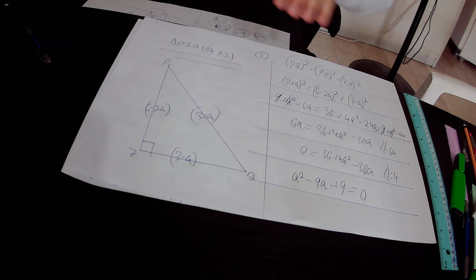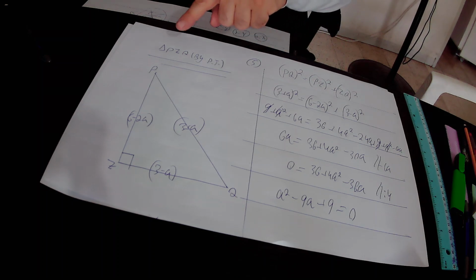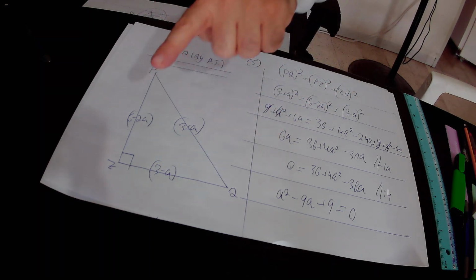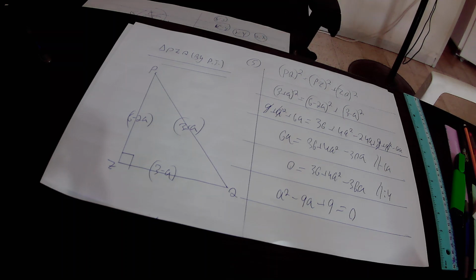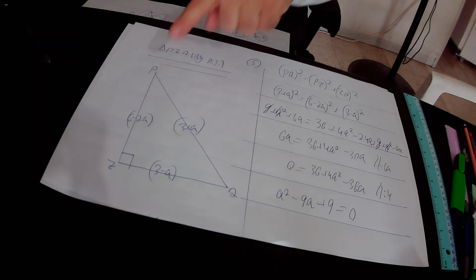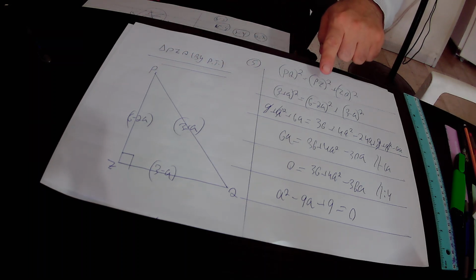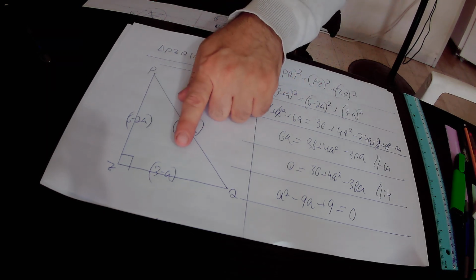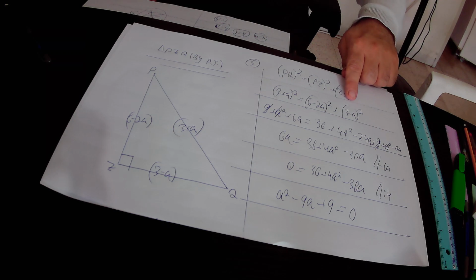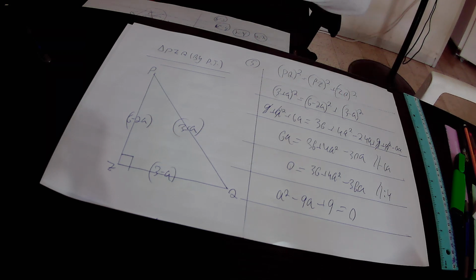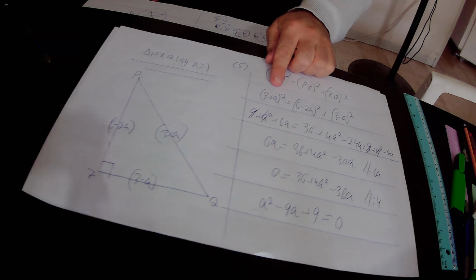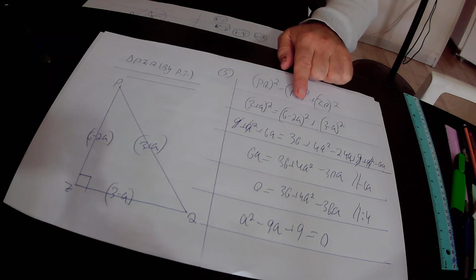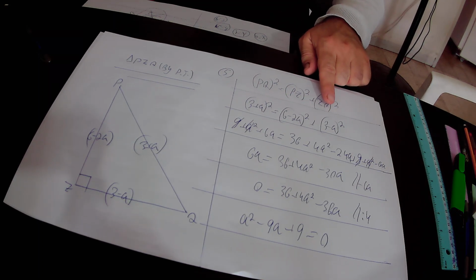According to the Pythagoras theorem, in this right triangle PZQ, PQ square equals PZ square plus ZQ square. So PQ is 3 plus A, therefore PQ square is (3 plus A) square, and it must be equal to PZ square. PZ is 6 minus 2A, therefore PZ square is (6 minus 2A) square, plus ZQ square. ZQ is 3 minus A, therefore ZQ square is (3 minus A) square. So in conclusion, according to the Pythagoras theorem, (3 plus A) square equals (6 minus 2A) square plus (3 minus A) square.